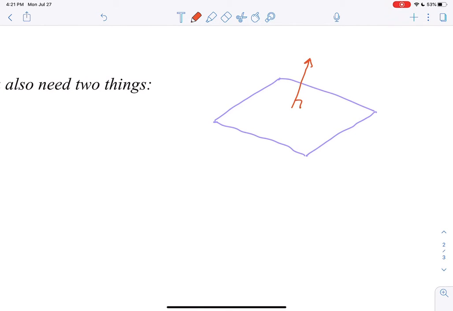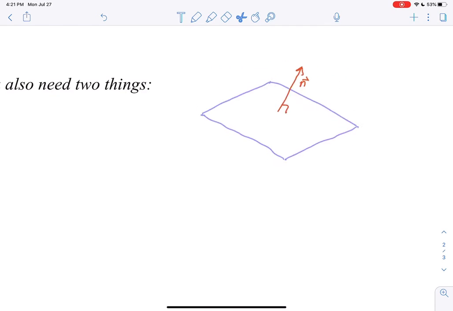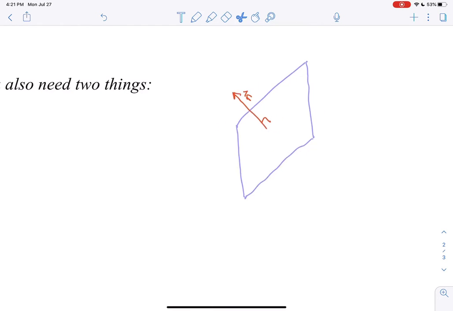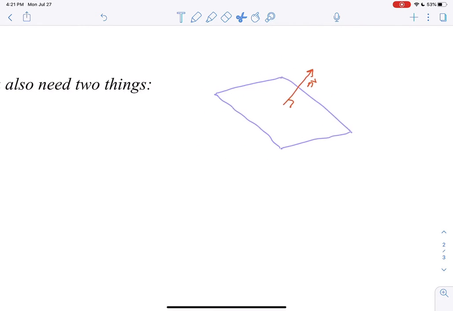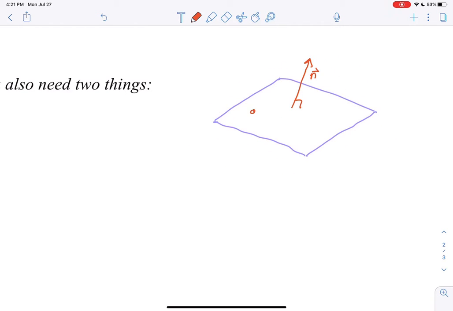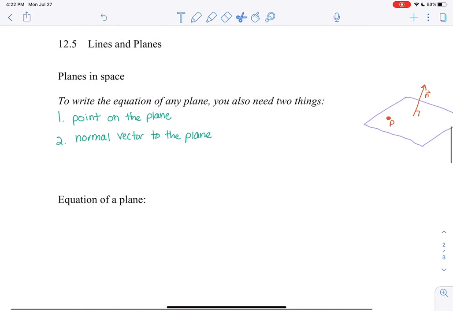So here is the normal vector, and we usually write it with a lowercase n. And you can see that if the plane changes orientation, the normal vector must change as well. So the normal vector will always define the orientation of a plane, and then the point anchors it somewhere in space. So the point on the plane says that the plane must pass through this point P on the plane. And so that will define a unique plane with the combination of a point and a normal vector.